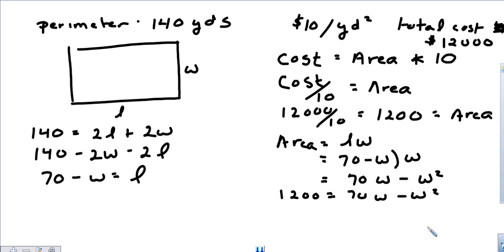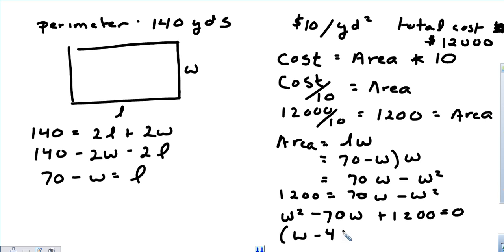Well, we've learned lots of methods, and we're going to learn some more methods, but for right now, let's just set this up to factor. Let's do W squared minus 70W plus 1200 equals 0. And look what I've done. All I've done is move this 70W and this negative W squared to the other side. Change sides, change signs. Can I factor it? Sure. What multiplies to give me 1200 and adds to give me negative 70? Well, W minus 40 and W minus 30.